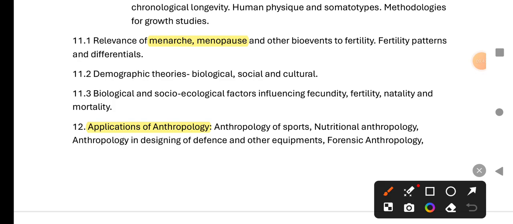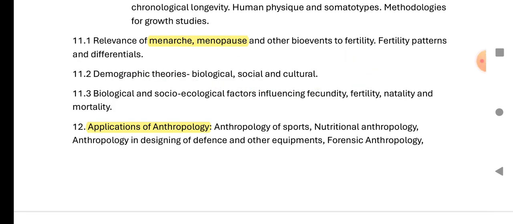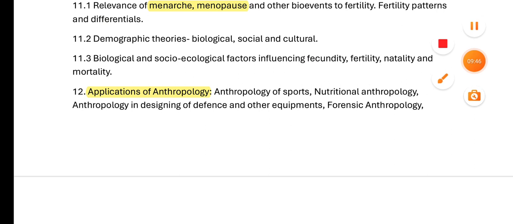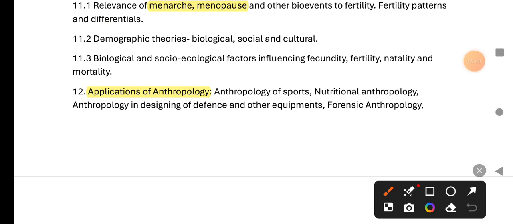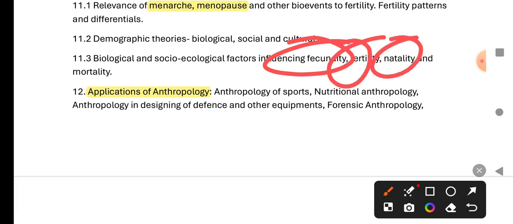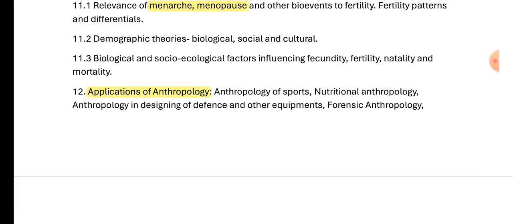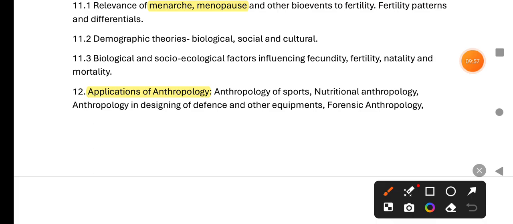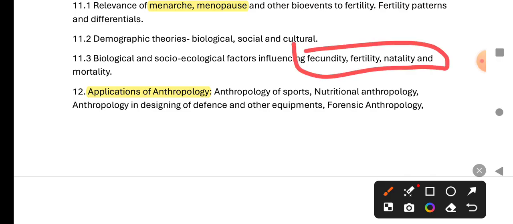Okay, and various demographic theories like biological, social, as well as cultural demographies, and biological and social ecological factors influencing fecundity, fertility, natality and mortality. These are four concepts which are very important in biological terms, like what are the differences between fecundity, fertility, natality, and mortality.